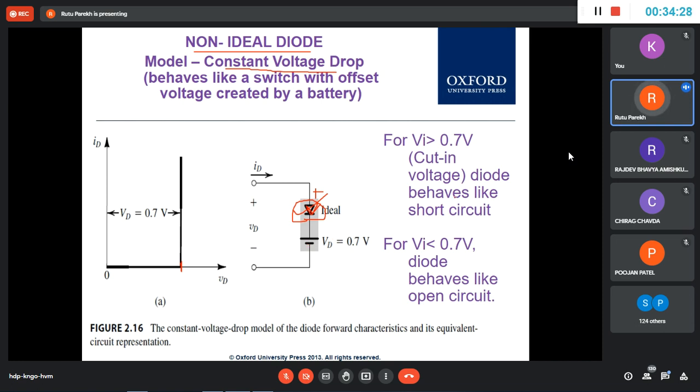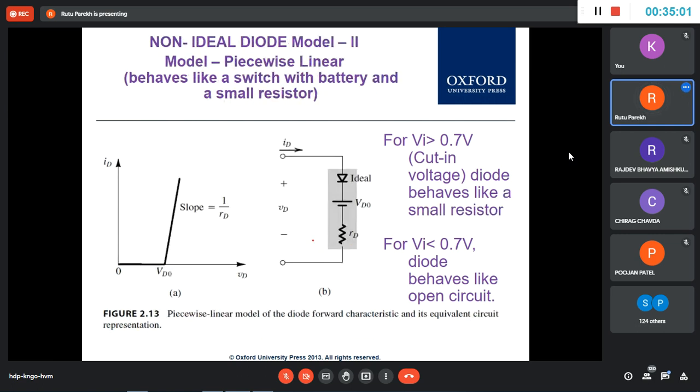Okay, and when it is less than 0.7 volt, it is not conducting. You can see the current is 0. So 0.6, 0.5, although you will have 0.6, in reality, the microampere of current will be there. But here we will neglect that and we just go for this. We are not concerned with those small values. Okay, and it behaves like an open circuit. Otherwise, for greater than 0.7 volt, it is a short circuit. So it behaves like a switch with offset voltage created by the battery.